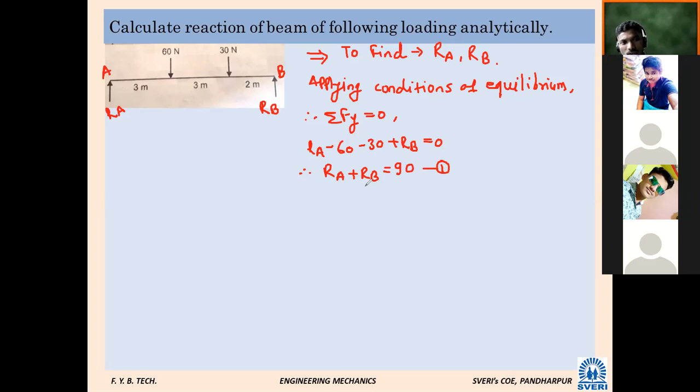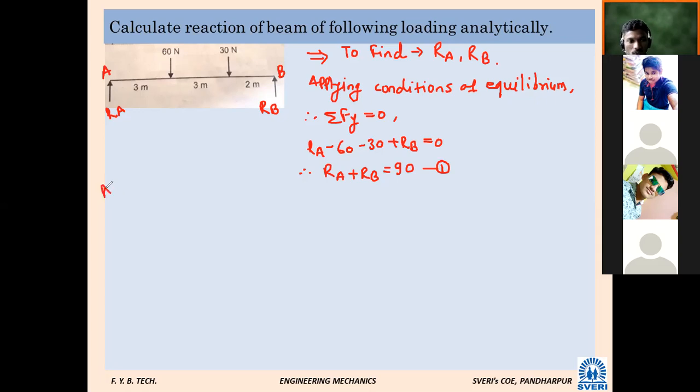Summation Fx is not working here. Summation Fx, summation Fy we have calculated. What is the next condition? Moment due to all forces. Now, if I take moment at point A, which force will not come? RA will not come, because it is passing through point A.